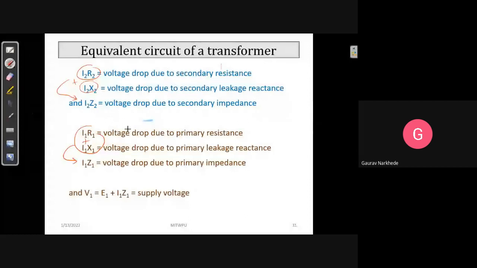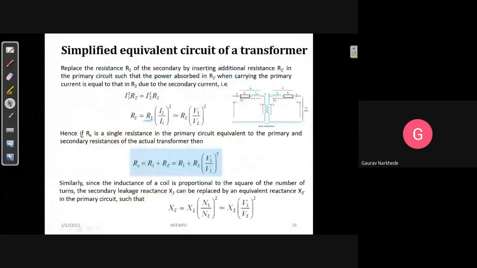Any problem? No, sir. Okay. So now that was somewhat simplified. Now we can say that simplified equivalent circuit. So we will go for the simplified equivalent circuit.